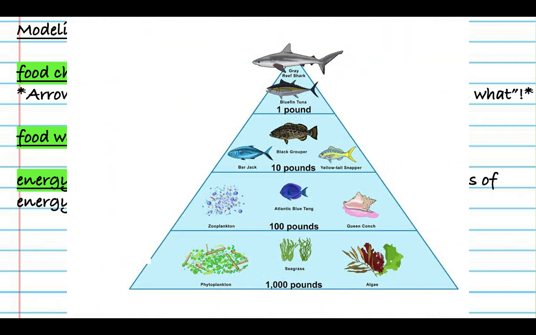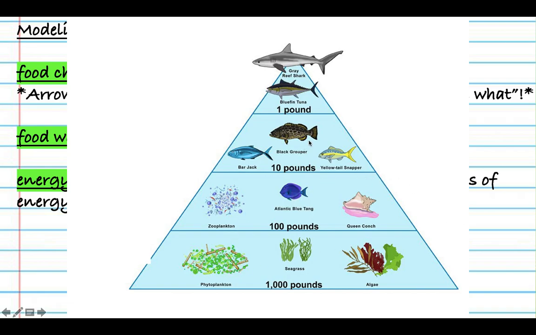So here's one example of an energy pyramid. As you can see, we have our producers at the bottom. So we have our phytoplankton, our seagrass, and our algae. We have our first level, or sometimes we call them primary consumers. These are things that feed on our producers. Okay, remember, these would also be described as herbivores because they are eating producers or plants.